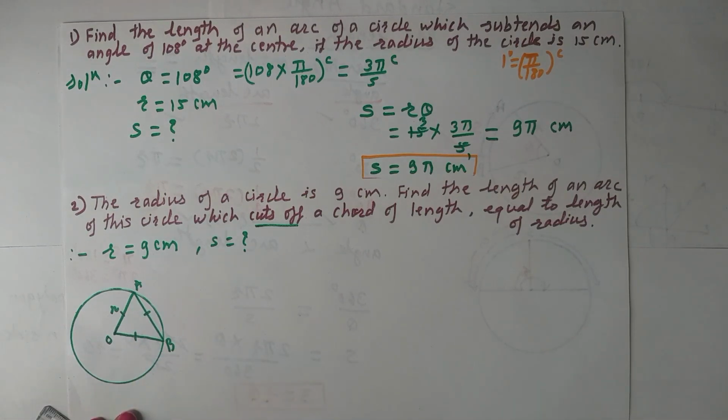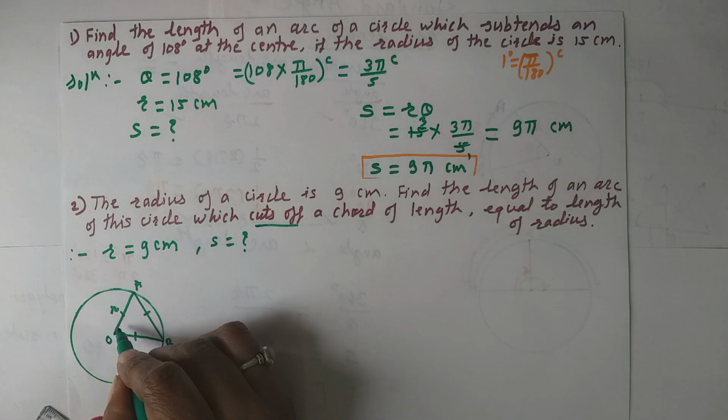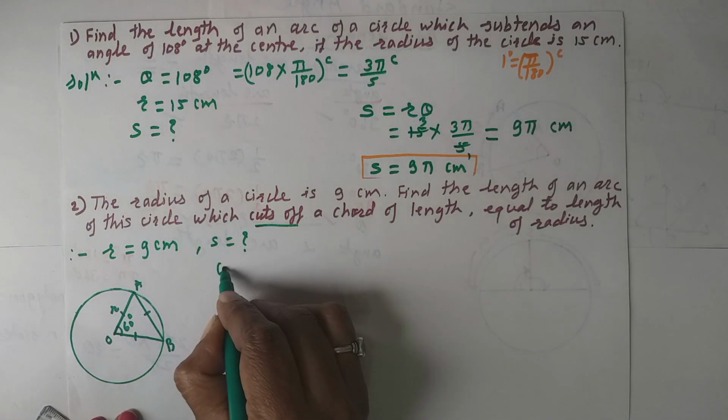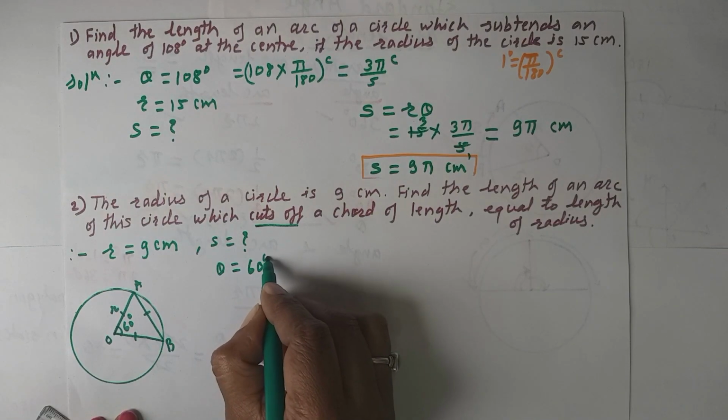Means what? This is equilateral triangle. This shows that this is equilateral triangle. And if this is equilateral triangle, then all the angles of a triangle are of equal measure. And we know that the sum of all the angles of a triangle is 180 degree. Then what will be the one angle? Then angle will be obviously 60 degree. In this way, I have got theta is equal to 60 degree.